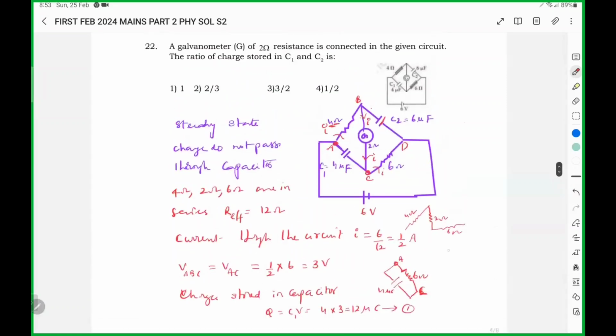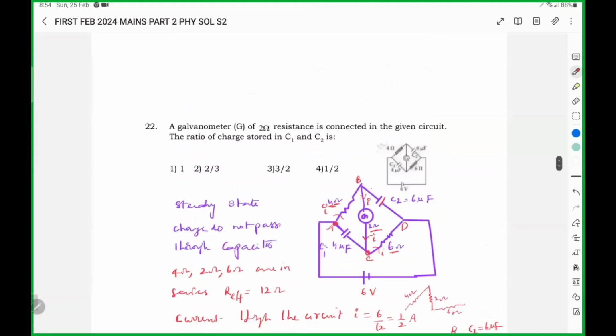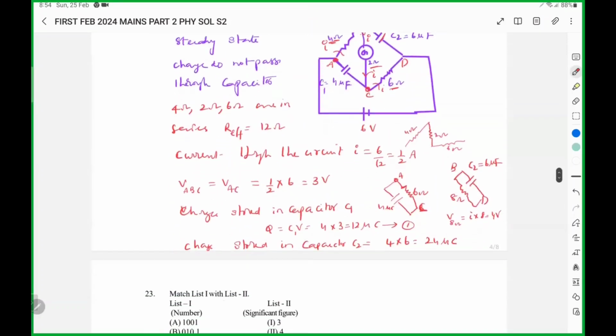Similarly, between B and D there is another capacitor named C2, with a value of 6 microfarads. The 2 ohms and 6 ohms are connected in series, so the effective resistance is 8 ohms. The potential difference across 8 ohms will be I into 8, half into 8, 4 volts. So the charge stored in capacitor C2 is 4 into 6, that is 24 microcoulombs. Then what he's asking is the ratio of charge stored in C1 and C2. So C1 by C2 is 12 by 24, half.